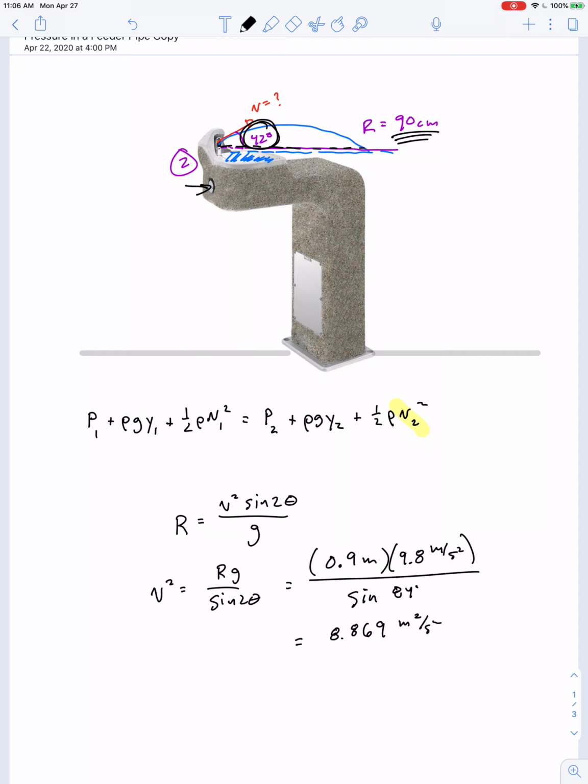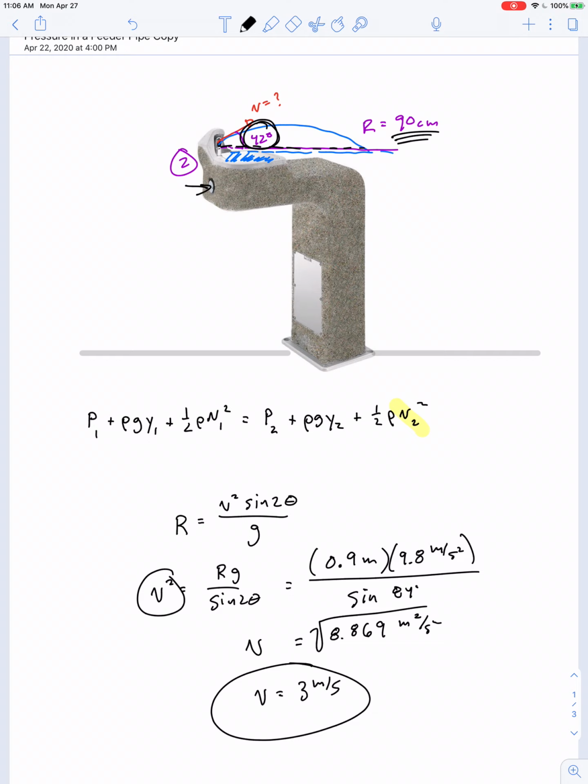Meters squared per second squared. So that doesn't give us the speed, that gives us speed squared. So to get the speed, we have to take the square root of that. And hopefully your calculator has about the same thing mine says, of pretty much 3 meters per second if we round up.